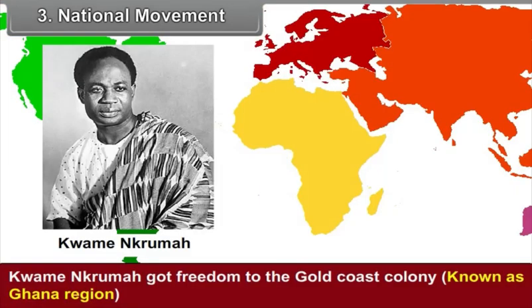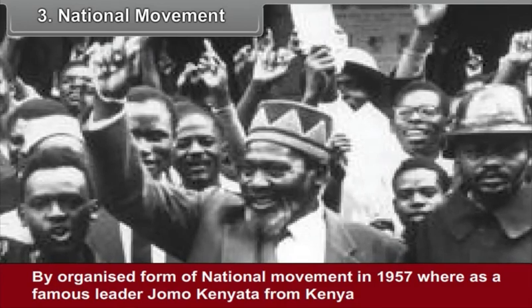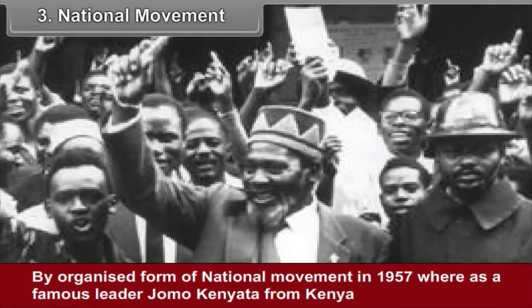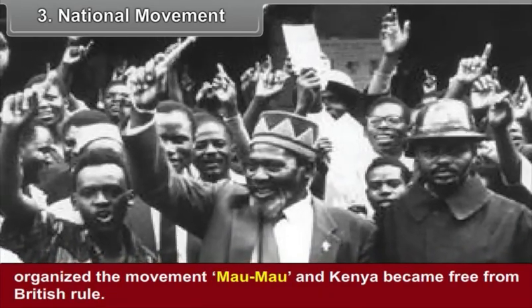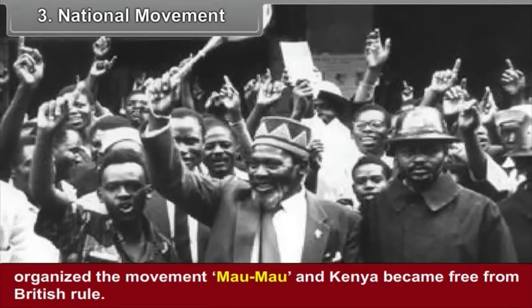Third, national movement. Kwame Nkrumah got freedom for the Gold Coast colony, which is known as the Ghana region, by an organized national movement in 1957, whereas a famous leader, Jomo Kenyatta from Kenya, organized the Mau Mau movement, and Kenya became free from British rule.